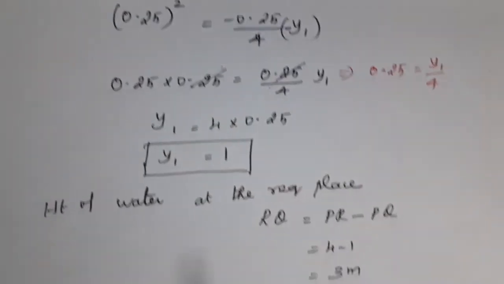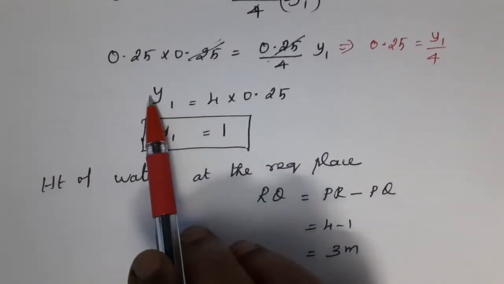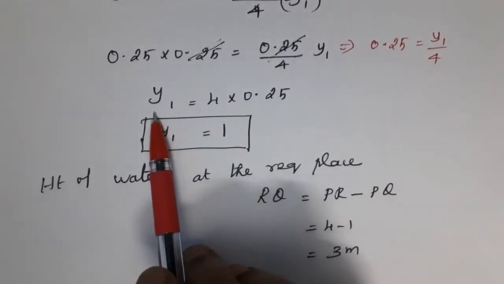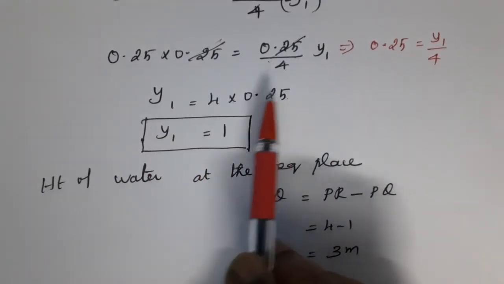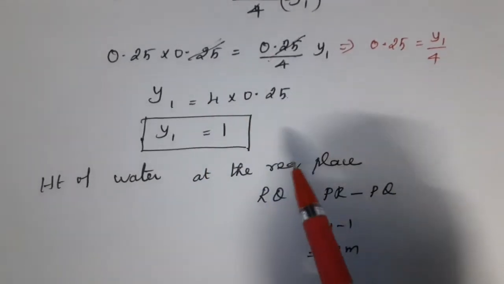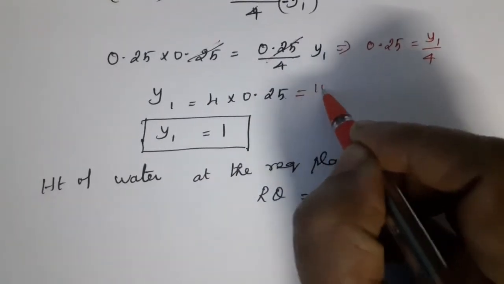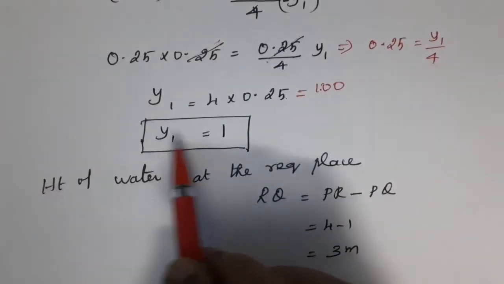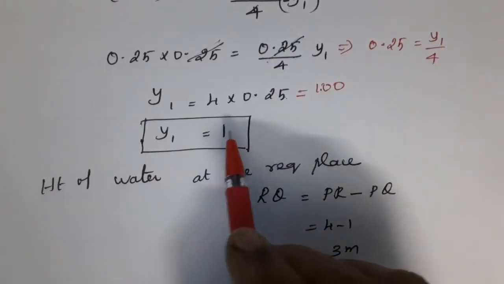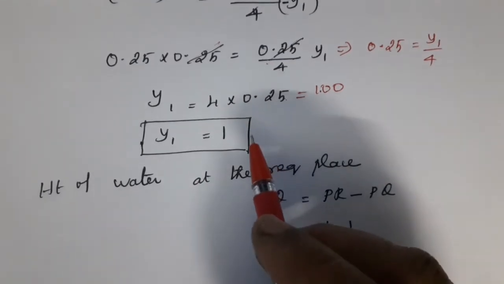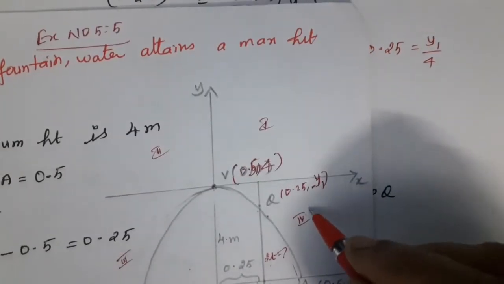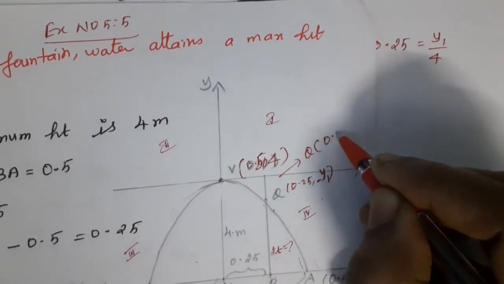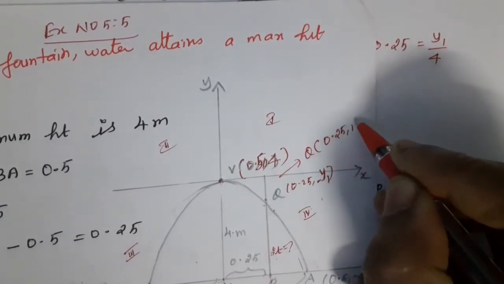So what is y1? y1 equals 4 into 0.25. 4 into 25 is 100. After two digits you put the point. What do you get? 1. Now y1 equals 1. So what is the point Q? Q is the minus y1 we found. Now the Q point is 0.25 comma 1.